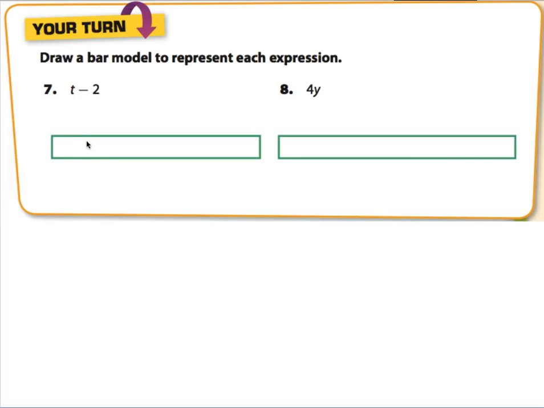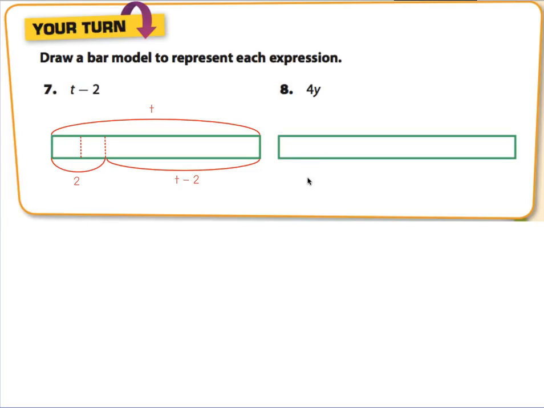All right, so here for t minus 2, I started with t. So this whole thing here is actually t, and then I have 2 right here, and since I'm taking them away, what's left is the t minus 2. So this whole rectangle is t. I have these 2 that I'm taking away, so the rest of it from here to here is t minus 2, which would be my answer.